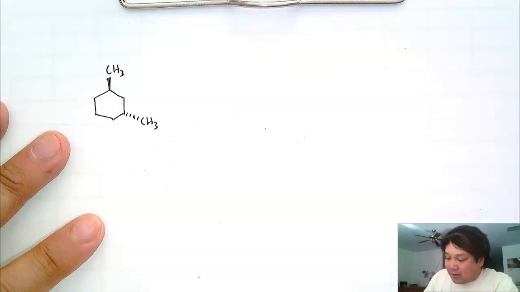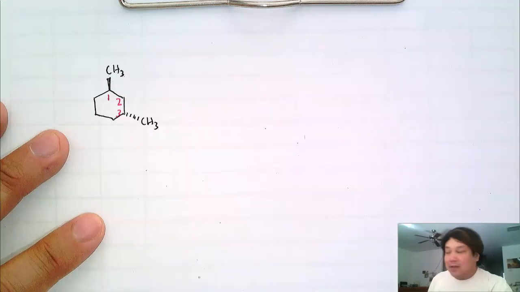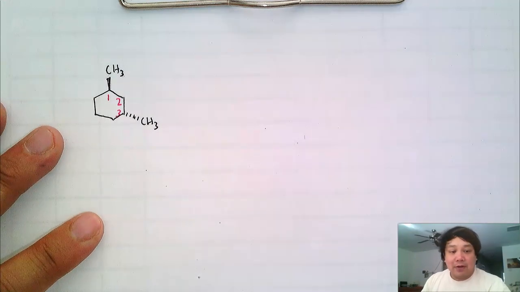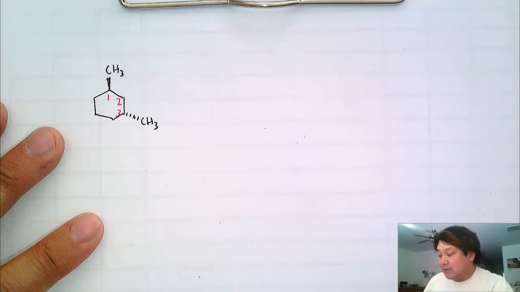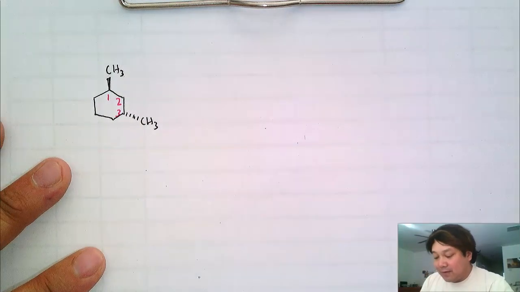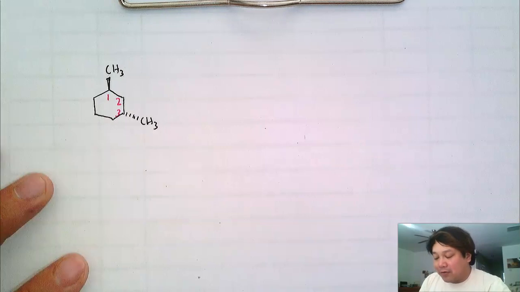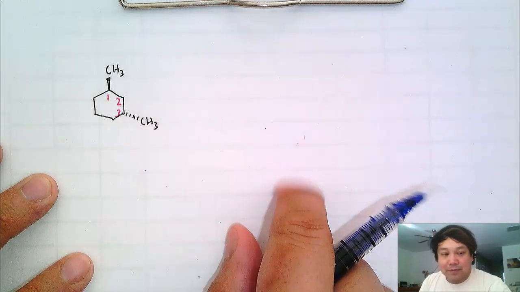And maybe I can put a dash here. 1, 2, 3. I'm doing this a little bit fast, but you could definitely pause the video and draw the two chair conformations and test yourself. So you could pause now, draw the two chair conformations.